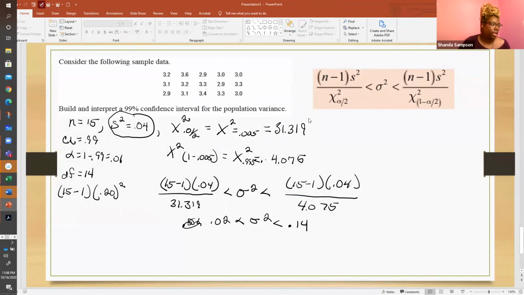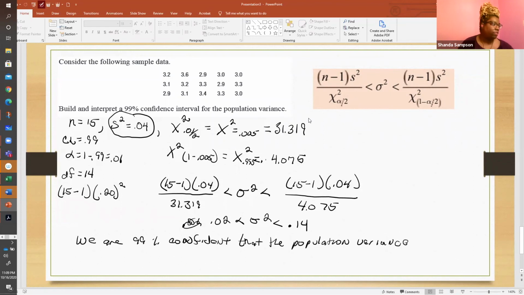And I'm going to just write it out. We are 99% confident that the population variance, we don't have any information about this, so it's just for whatever this data is, is between 0.02 and 0.14. And that's the full problem when you're given data.